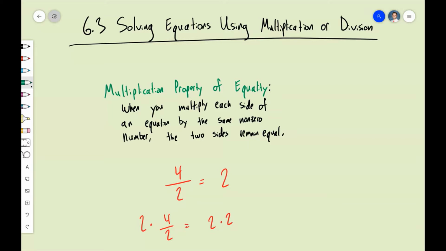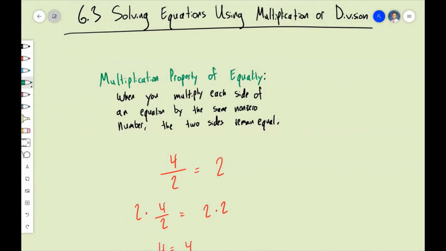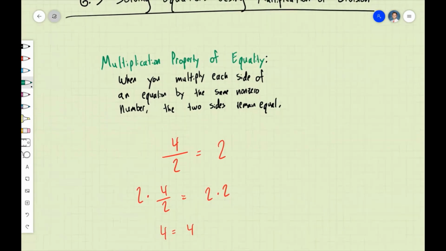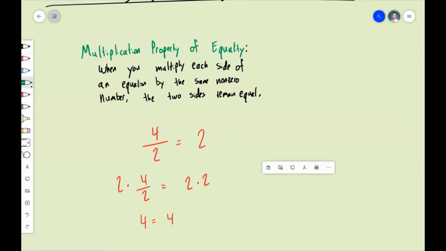Looking at this example here, we have 4 halves equals 2. Now we know that to be true. We know 4 divided by 2 is equal to 2. So 4 halves equals 2. Now if we were to multiply both of these sides by 2 here, as I've shown, the two sides of the equation will still remain equal. So 2 times 4 over 2, or 2 times 4 halves, is simply equal to 4. And 2 times 2 is also equal to 4.